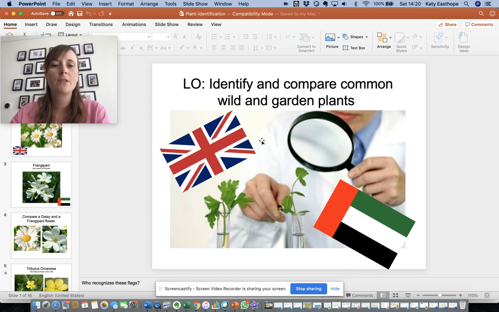garden plants. I've got two flags here. Why do you think I've got two flags here? That's right, we're going to be learning about plants from two different countries today. This flag is from the UAE. I know we sometimes say Ishi Baladi, but it's the UAE. And this flag is from, that's right, the UK, the United Kingdom. So let's have a look at some of our plants.